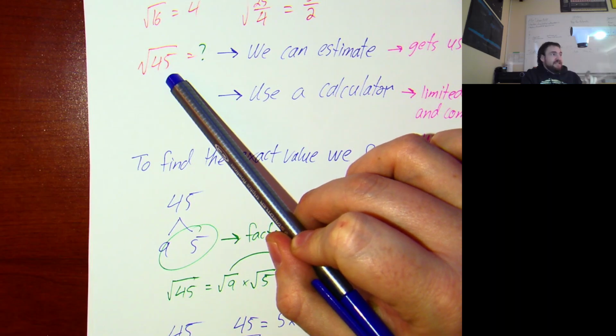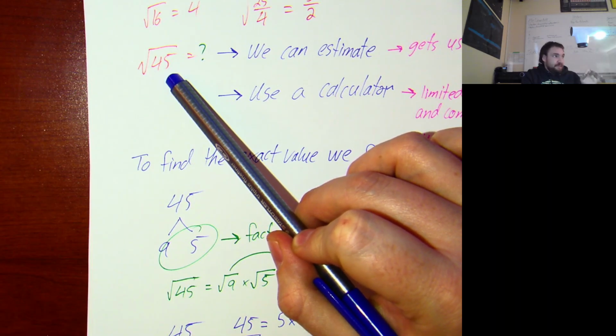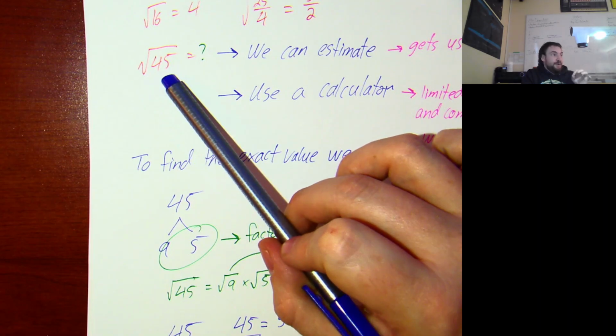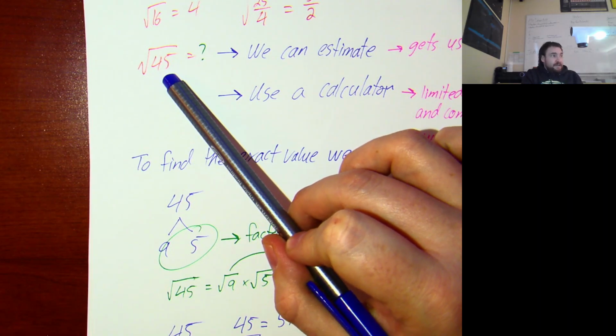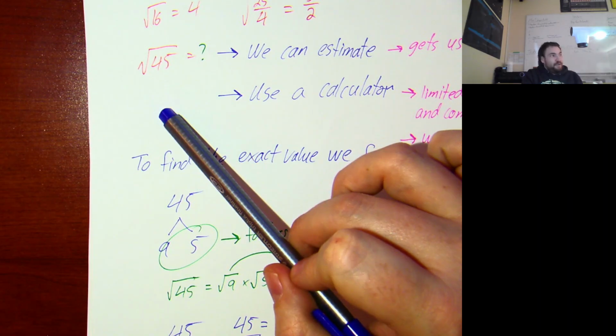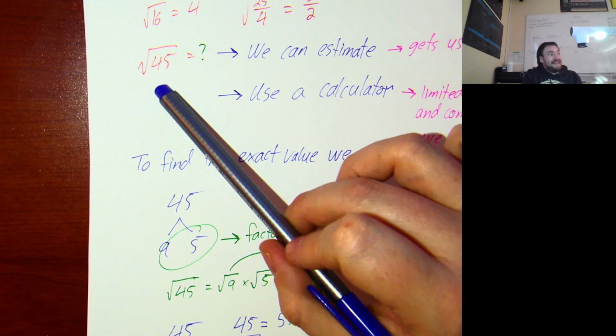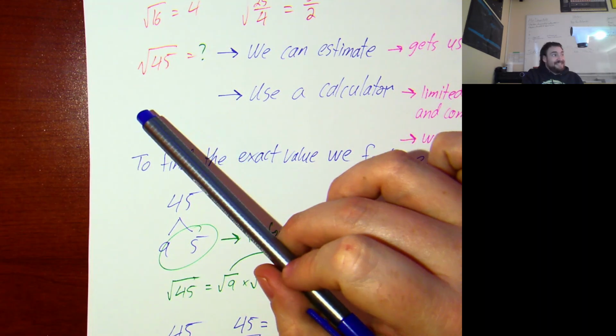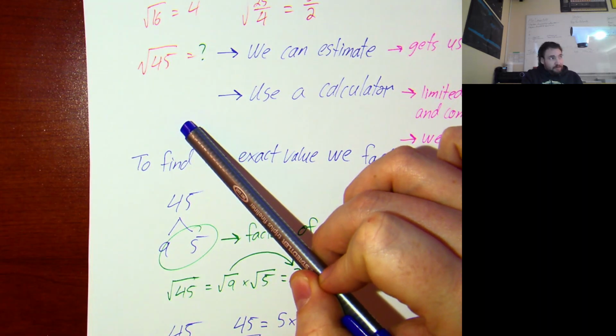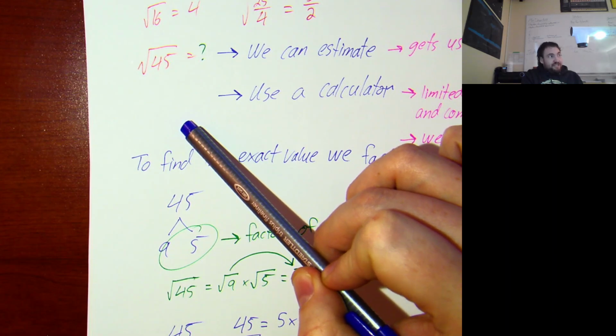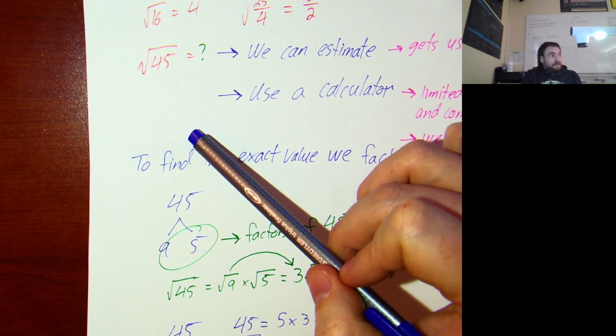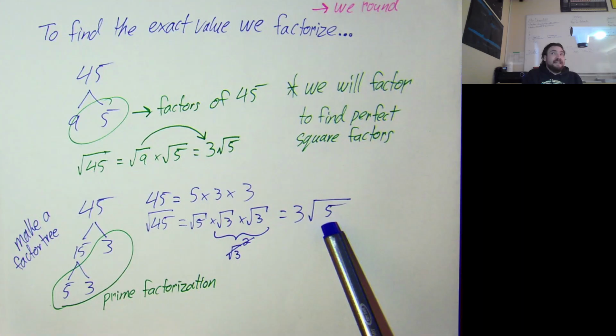Yeah. The distance from 36 to 49 is 13. The difference between 36 and 45 is 9. So it's going to be 6 and 9 over 13, which is going to make 6 and 9 over 12, which is going to be 6 and 3 over 4, reducing that fraction, which is going to give me 6.75. Yeah. It looks nothing like 3 root 5.